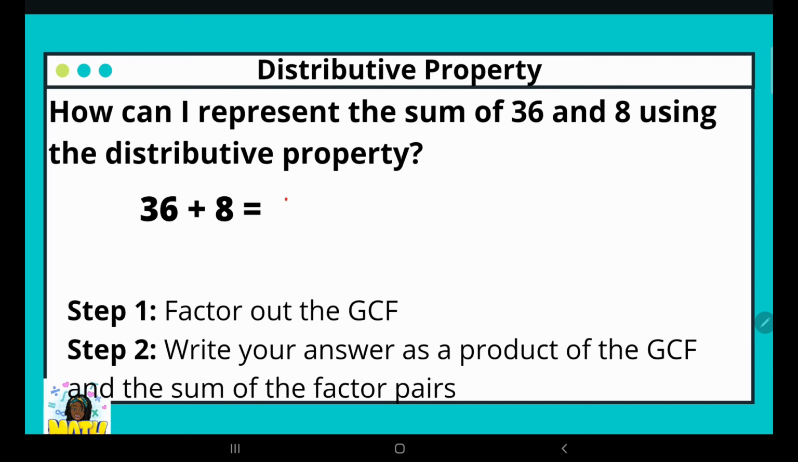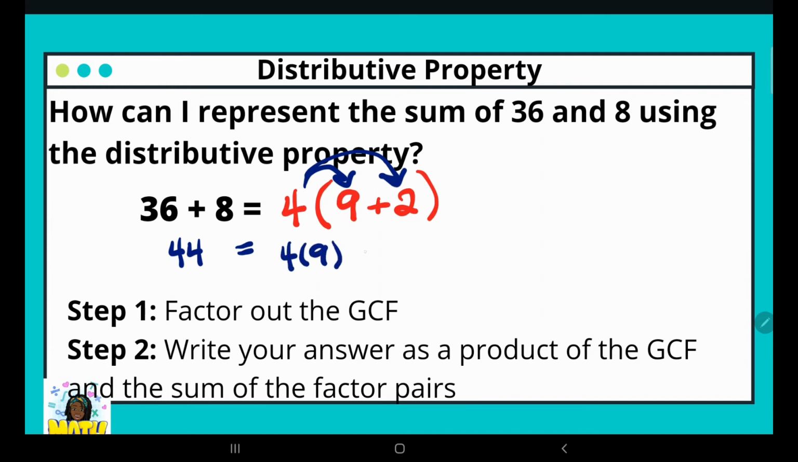We would write that as 4, open parentheses. So now 36 divided by 4 is 9, and 8 divided by 4 is 2. So 36 plus 8 can also be represented as 4 times 9 plus 2. Okay, now let's actually go ahead and apply the distributive property and see what this looks like. So 36 plus 8 is equal to 44. And when I apply the distributive property here, I get 4 times 9 plus 4 times 2.